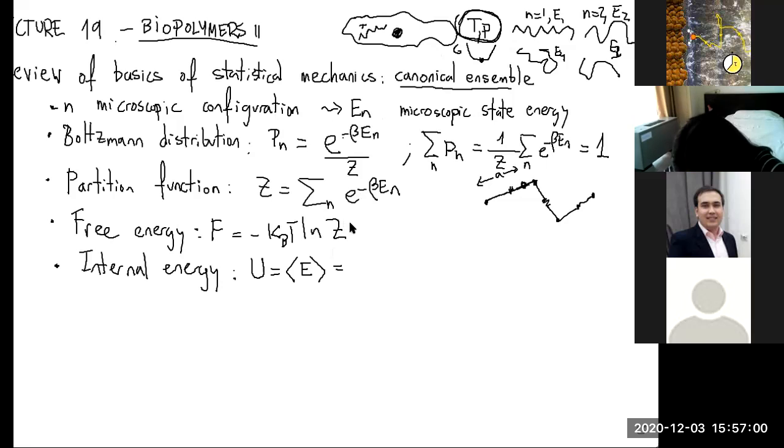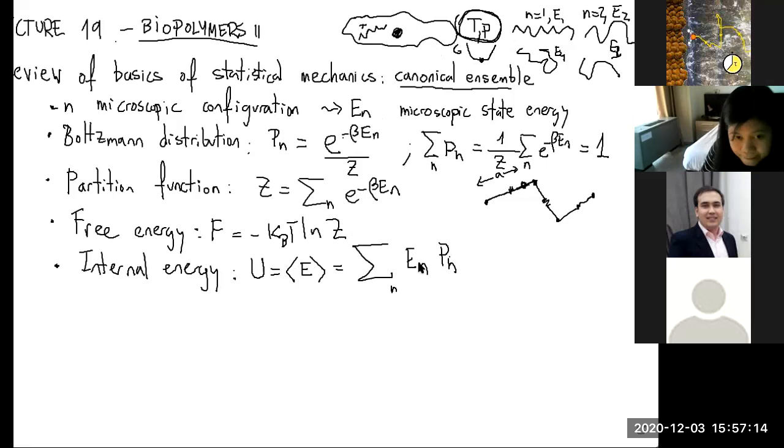So what is the internal energy? It is the average of E. So it is the sum over n of E sub n, P sub n. You average E sub n with P sub n. But what is P sub n? We know it very well because in this ensemble, P sub n is again e to the minus beta En divided by Z. So this will be relatively easy to calculate.